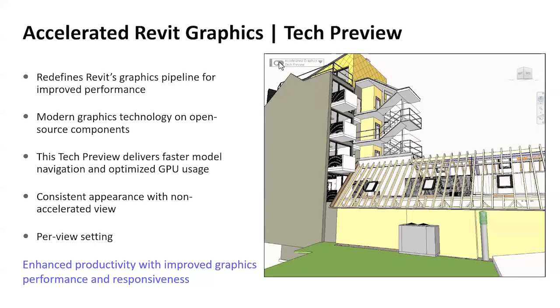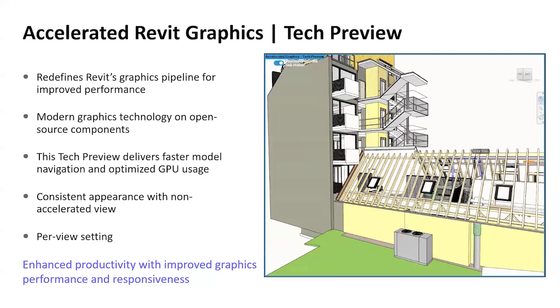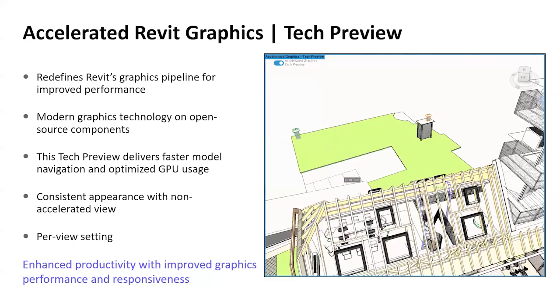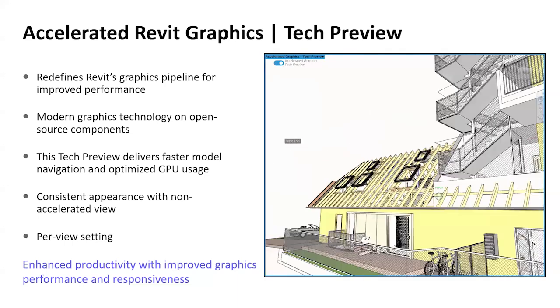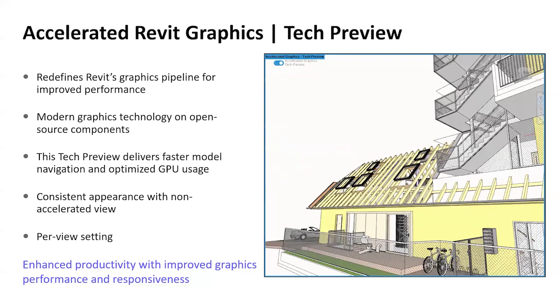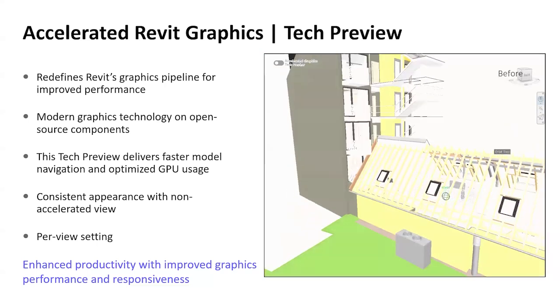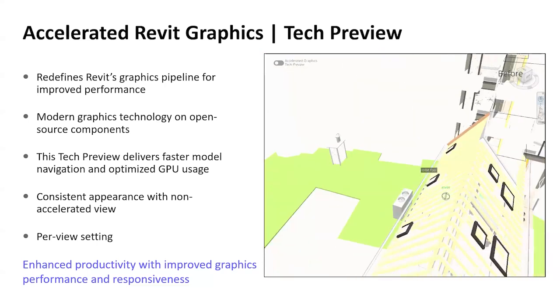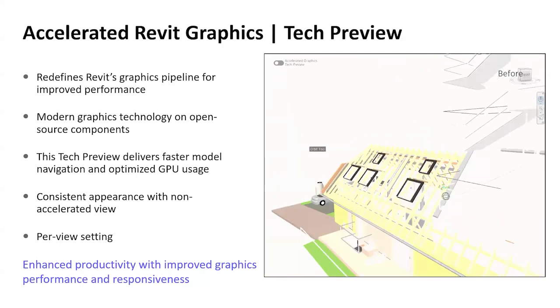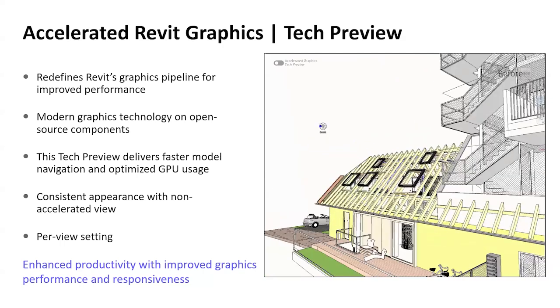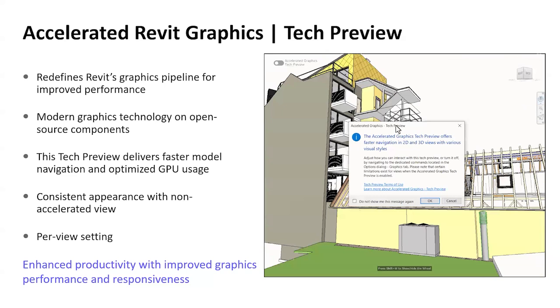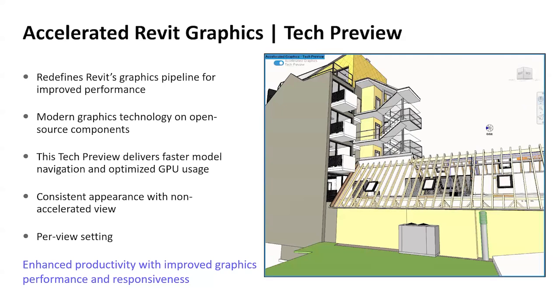to speed up navigation, making design reviews faster. This feature supports most geometry displays in both 2D and 3D views, including Revit links, while maintaining graphical consistency with non-accelerated views. It's designed as a per-view setting, allowing users to toggle acceleration on or off on individual views. This implementation enables incremental adoption for testing existing workflows.